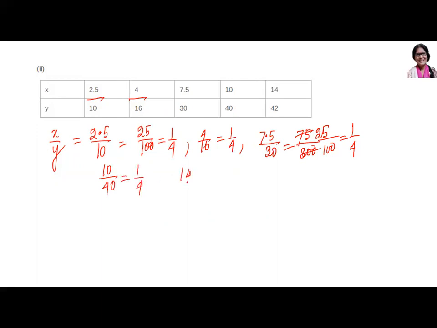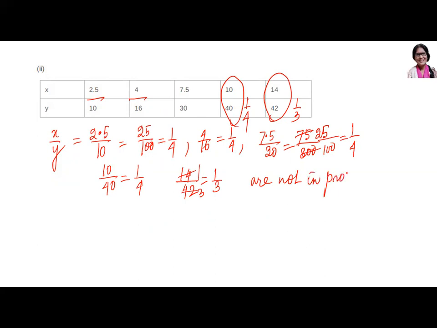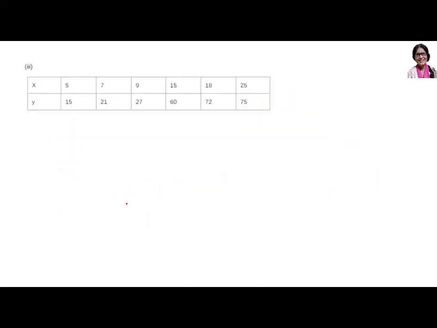Then coming to 14 by 42. 14 by 42 is 1 by 3. 14 times 3 is 42. So they are not proportional, because in the last one I am getting 1 by 3. In all the others I am getting 1 by 4. So even if one is different, they are not proportional. Each ratio should be equal.